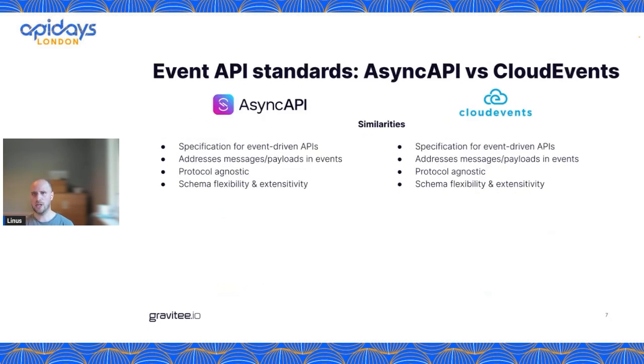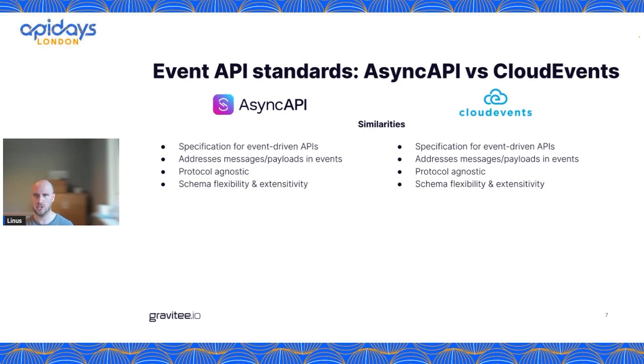So just quickly on AsyncAPI and CloudEvents, as I think they're both very, very interesting. AsyncAPI is very similar to OpenAPI in the semantics and the problem it's trying to solve, being the specification and documentation for event-driven APIs. It addresses the messages and payloads inside those events, working with things like JSON schema. It is protocol agnostic, so it doesn't care if it's Kafka, WebSocket, or whatever it might be. And it has a lot of schema flexibility and extensibility. If you want to use another schema, working with things that are not JSON schema, that is something you can do with AsyncAPI.